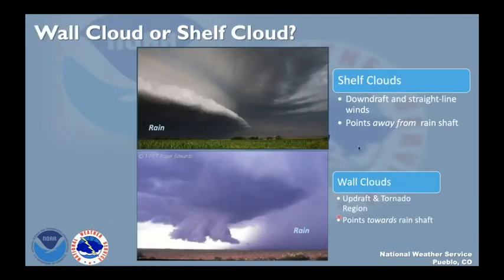So, wall cloud or a shelf cloud? This top one is a shelf cloud, and this bottom one is a wall cloud. You can see this area, this is how you determine the difference between the two. The shelf is pointing away from the rain, whereas this little appendage is pointing towards the rain.